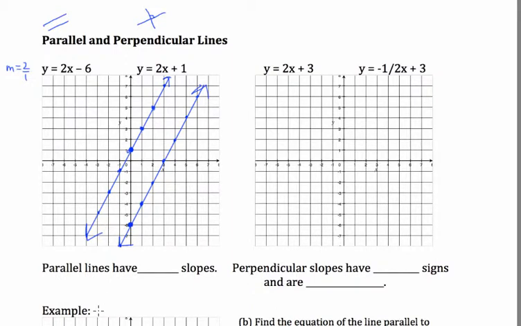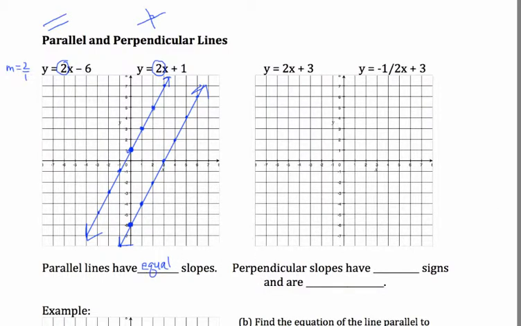You'll notice that these lines are parallel. And they are parallel because they have the exact same slope. So when the m number is the same, you will have parallel lines. So parallel lines have equal slopes.